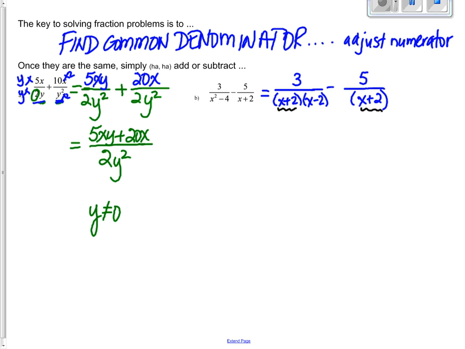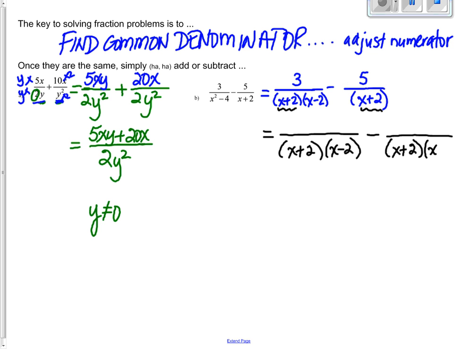Now that I have it written with all my factors obvious, then I know that both old denominators have x plus 2 as a factor. That means my common denominator is going to have an x plus 2 for sure. The first one has an x minus 2 as well. And even though the second one doesn't, I need to include the factor x minus 2. That is my common denominator.